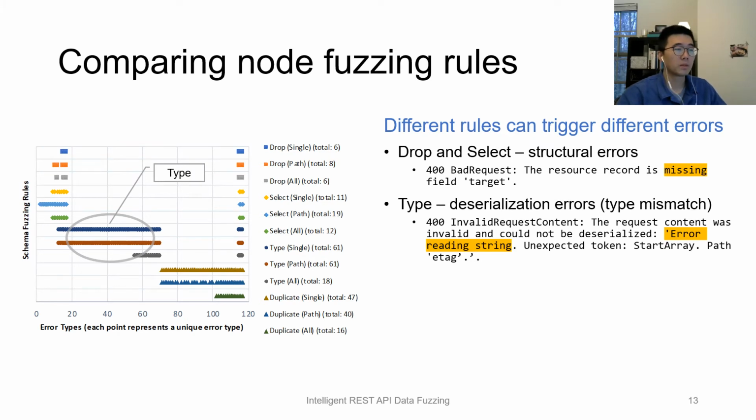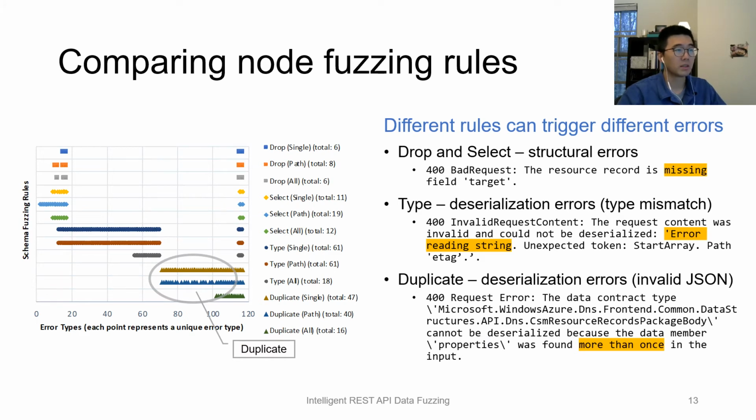Similarly, the rule type will trigger deserialization errors that, again, no other rules can find, like in the middle of the figure. And of course, for duplicate, we also see similar behavior, that it can trigger some of the deserialization errors. But the difference now is that these deserialization errors are due to invalid JSONs or duplicate keys, right? Because when you duplicate a child, if that parent is key value pairs, you basically create duplicated keys, and that causes the invalid JSON format. So what we've seen here is that all of the rules are important, and there is no one single winner for all of them.